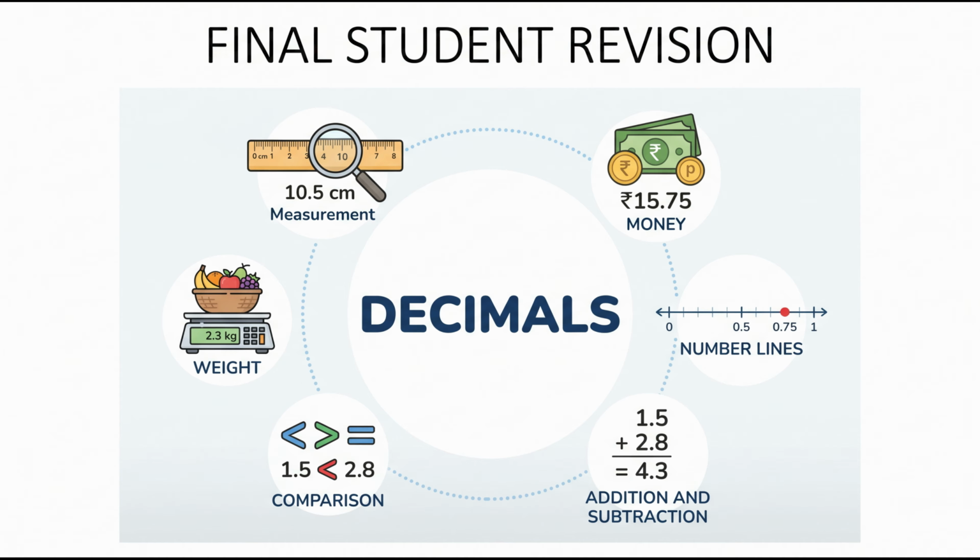By the end of this chapter, you should be able to read decimals correctly. You should be able to write tenths, hundredths, and thousandths as decimals. You should be able to compare decimal numbers. You should be able to locate decimals on a number line. You should be able to convert millimeters to centimeters, centimeters to meters, grams to kilograms, and paise to rupees. You should also be able to add and subtract decimals by aligning decimal points.